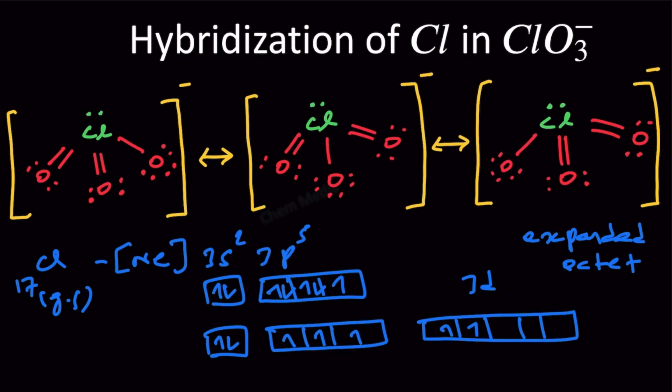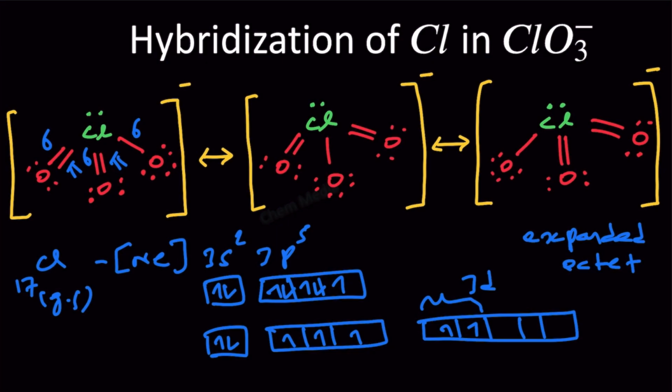And that's how we get 2 pi bonds. Basically, these two electrons would be making an interaction with the p orbital of oxygen atom, and that's how we get 2 pi bonds in the chlorate ion. So basically we have 3 sigma bonds and 2 pi bonds in chlorate ion.